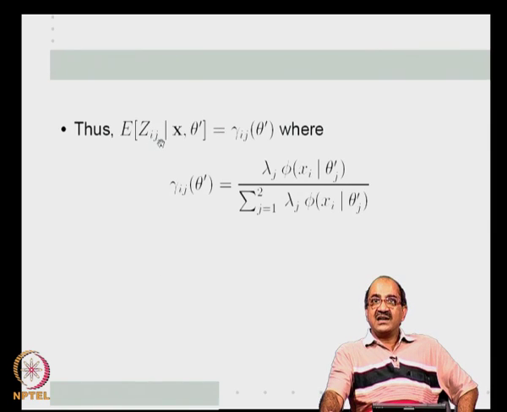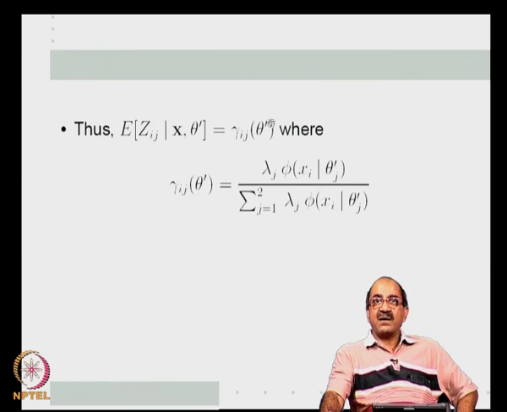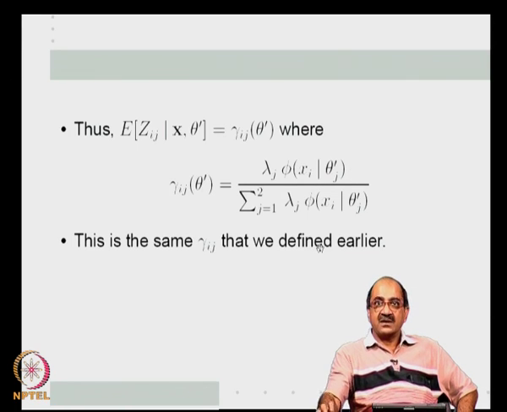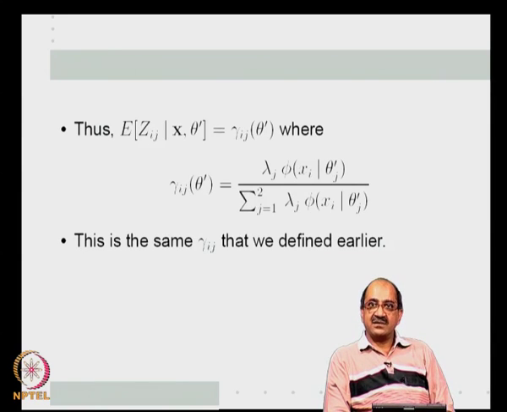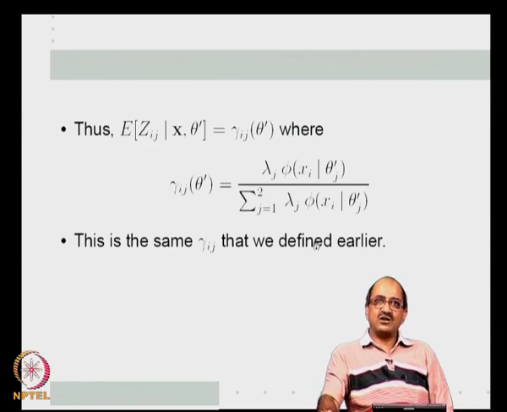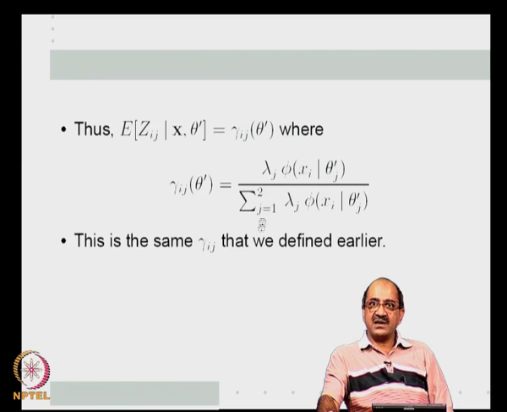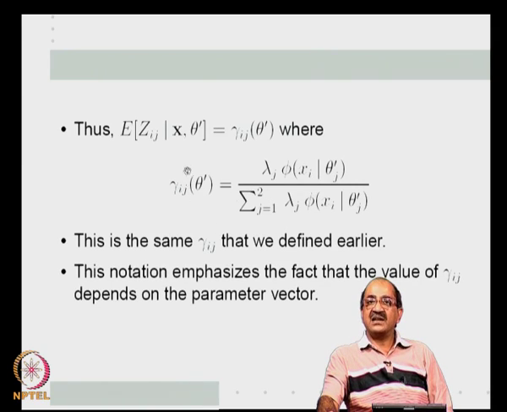So, Zij conditioned on x and theta prime is gamma ij of theta prime. Now, I will write it as a function of theta prime, where gamma ij of theta prime is lambda j phi of xj given theta j prime, divided by the summation over j of the same thing. First, notice that this is the same gamma ij that we defined earlier. The only thing is, earlier I was saying gamma ij's are functions of the parameters. This time, our notation makes it absolutely clear that they are functions of thetas.